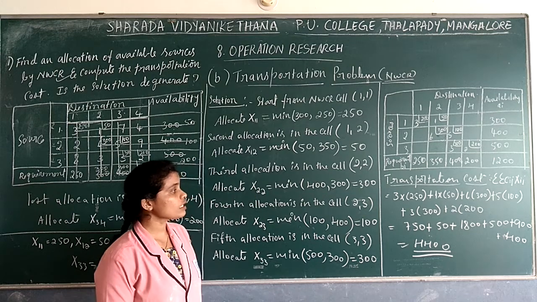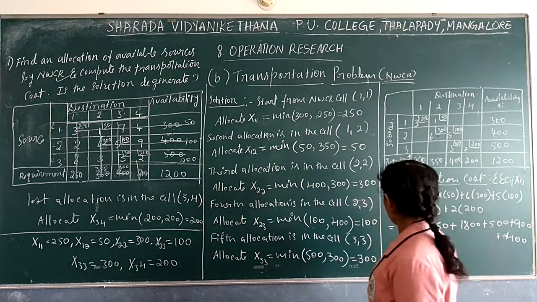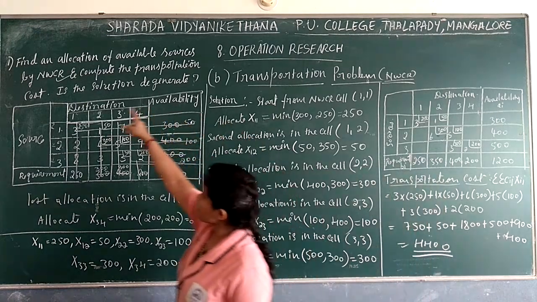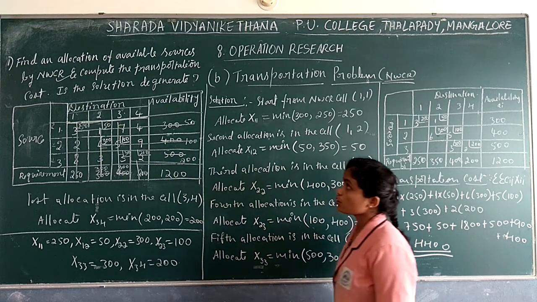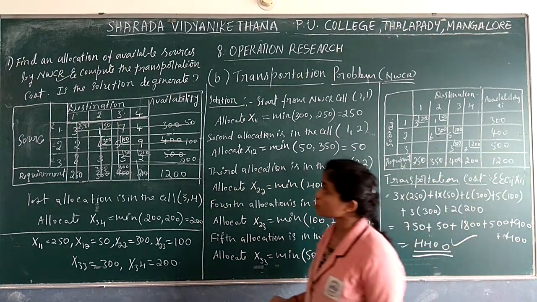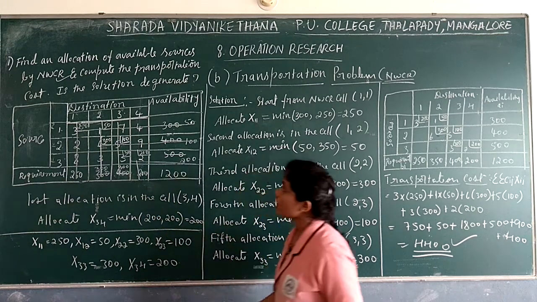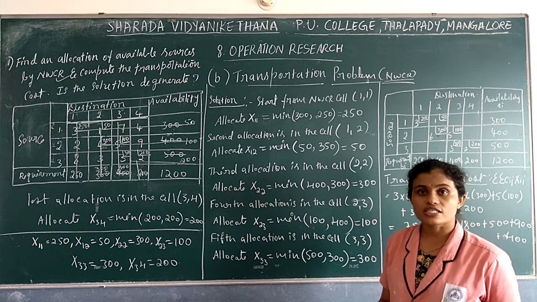Now we have to conclude here. How do we need to conclude? One more question is there. See, altogether 3 questions are there. One, we have to allocate by using the northwest corner rule. The next one, find out the transportation cost. We found out the transportation cost. Then we have to check whether the solution is degenerate. How to check that the solution is degenerate?